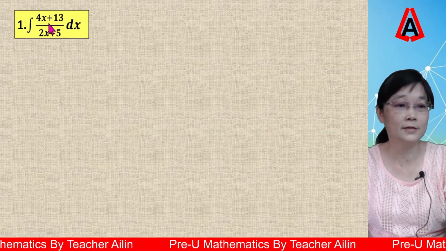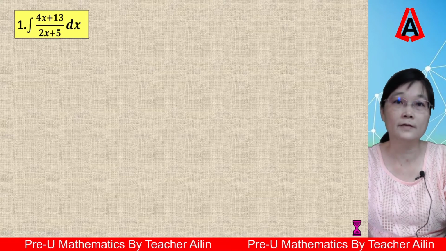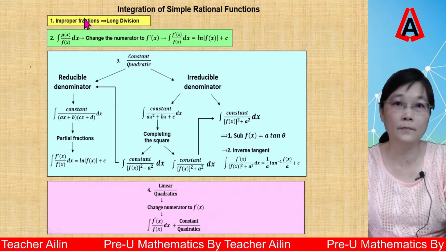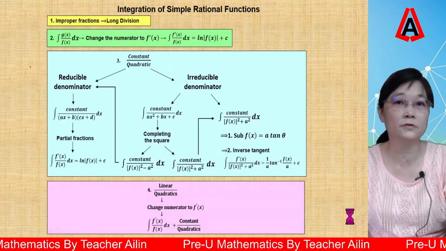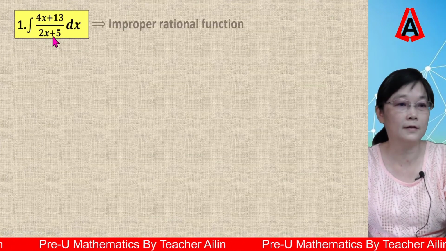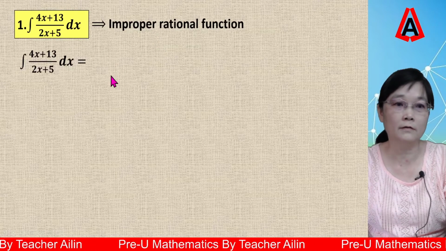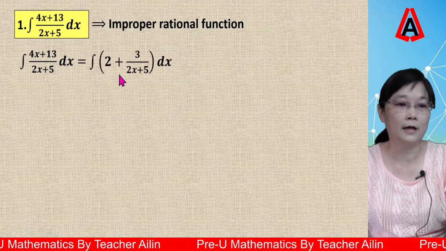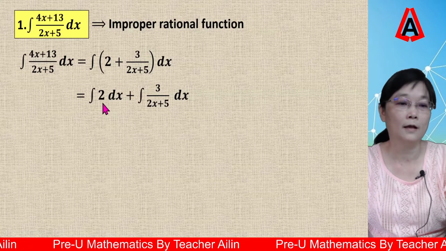Now we try this question. Since this integration involves a rational function, the first step is to double check whether the rational function is an improper rational function. If yes, then I need to carry out long division to change it into proper rational function. From the question, I find that this is an improper rational function, so I'm going to carry out long division. After long division, I will end up like this. Now I'm going to separate these two terms into two separate integrals.